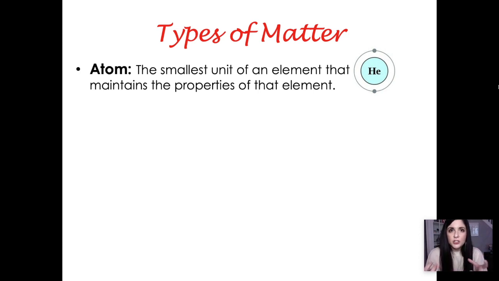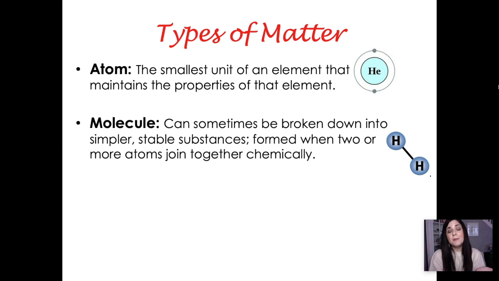So the smallest unit of an element that maintains the properties of that element. It has to have a certain number of protons in order for it to have specific properties. And all of the elements that we know of on the periodic table, there's 118 right now. Those are the smallest unit of that element that we can get. And we're going to get into nuclear chemistry later in the year, which is what happens when atoms, especially those heavy metals, are not that stable.